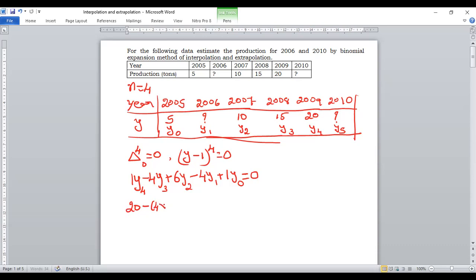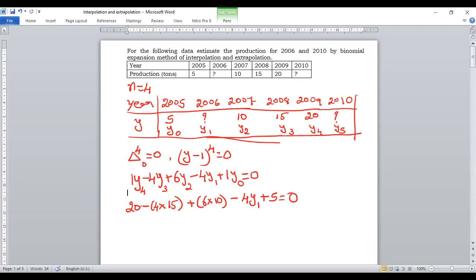minus 4 into y3. So that is 4 into y3, y3 is 15, plus 6 into y2. Here y2 is 10, minus 4 into y1. y1 is the unknown value. 4 into y1 plus y0. 1 into y0 is y0. y0 is equal to 5. That is equal to 0.